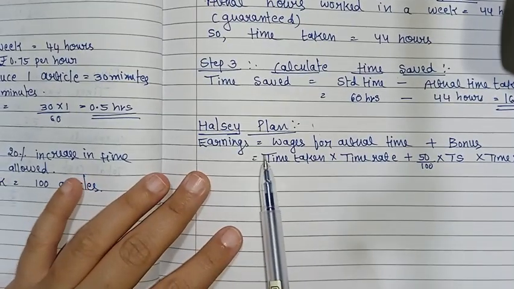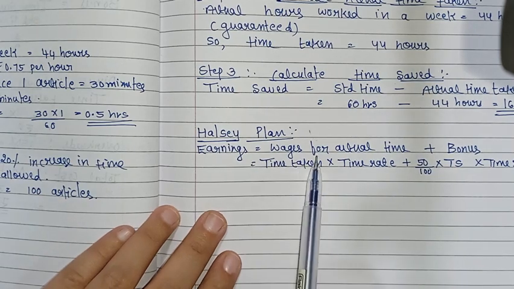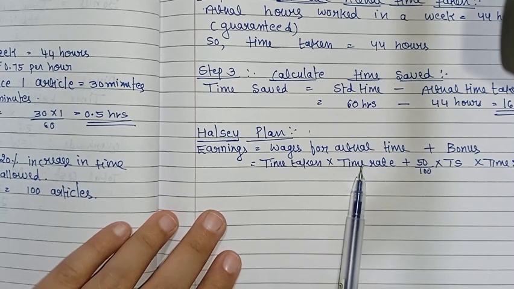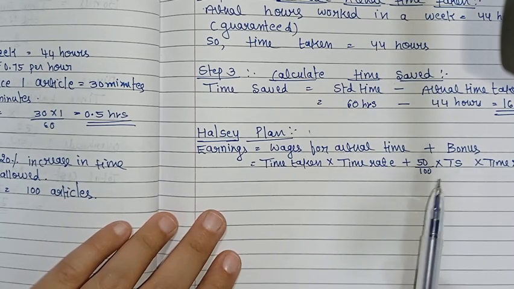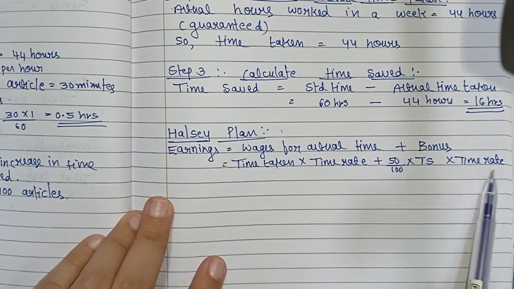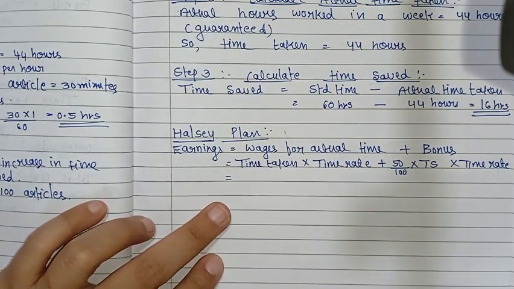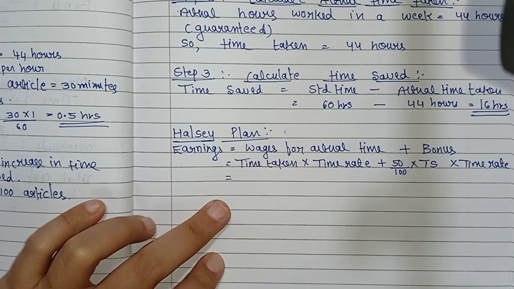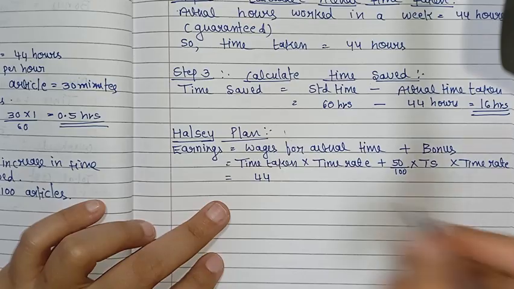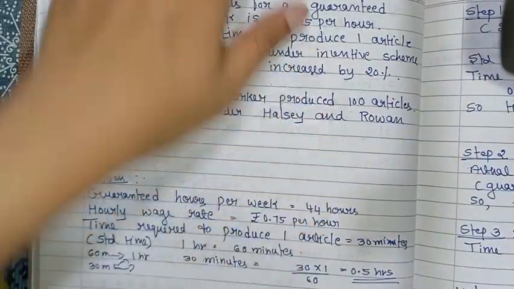Now we have to calculate the bonus or wages due under Halsey plan. So earnings means what? Wages plus bonus. Wages means what? Time taken into time rate. Right? Plus bonus means what? Under Halsey scheme, 50% of time saved into time rate. So here let's solve. Time taken is 44 hours, actual time taken, into time rate, that is rupees 0.75.